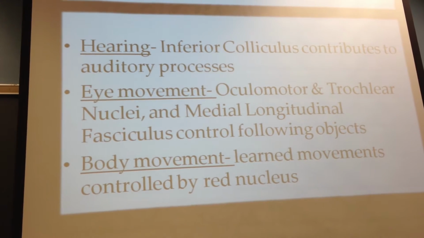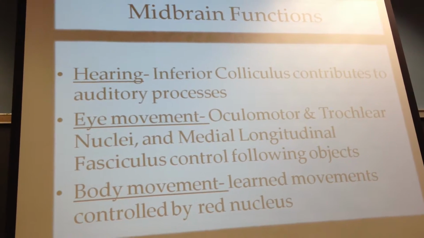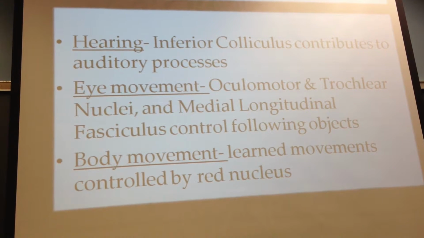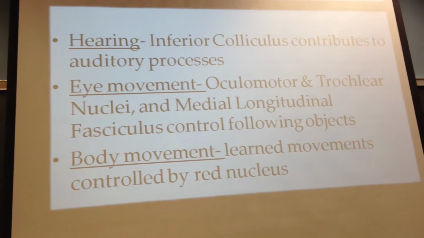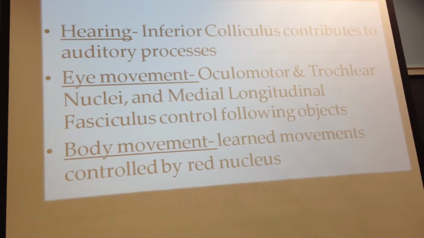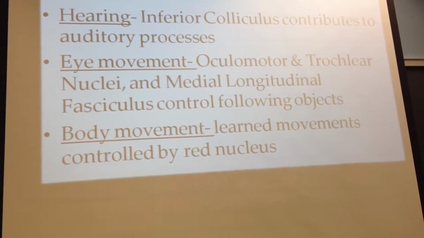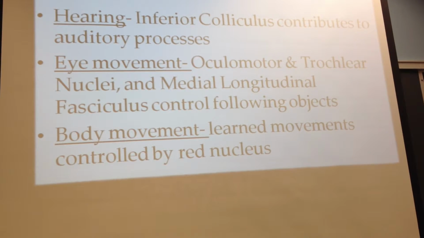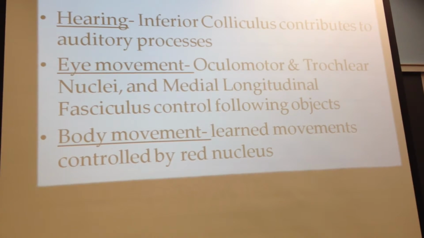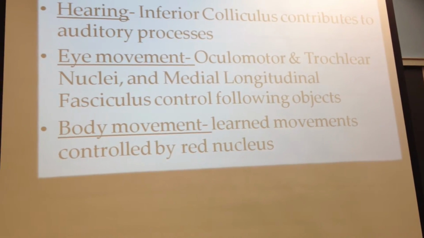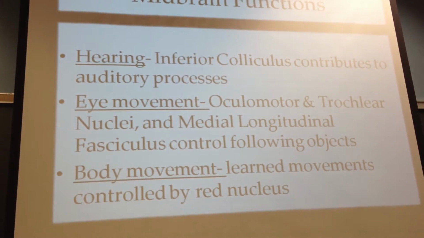So the midbrain has a lot of important functions. The first is hearing, which is controlled by, or believed to be controlled by, the inferior colliculus. The next is eye movement. The oculomotor and trochlear nuclei and the medial longitudinal fasciculus control following objects. And the last is body movement, where learned movements are controlled by the red nucleus.